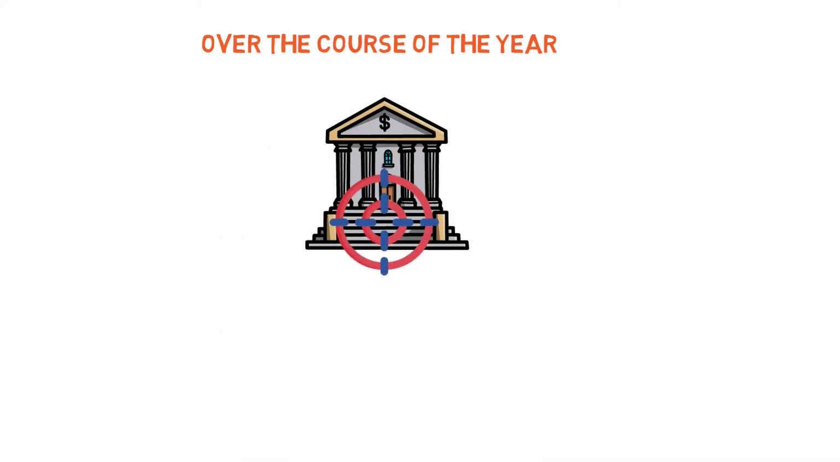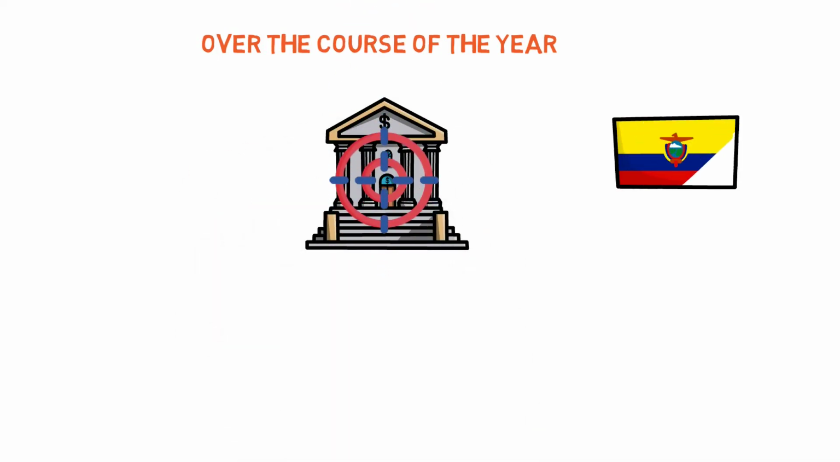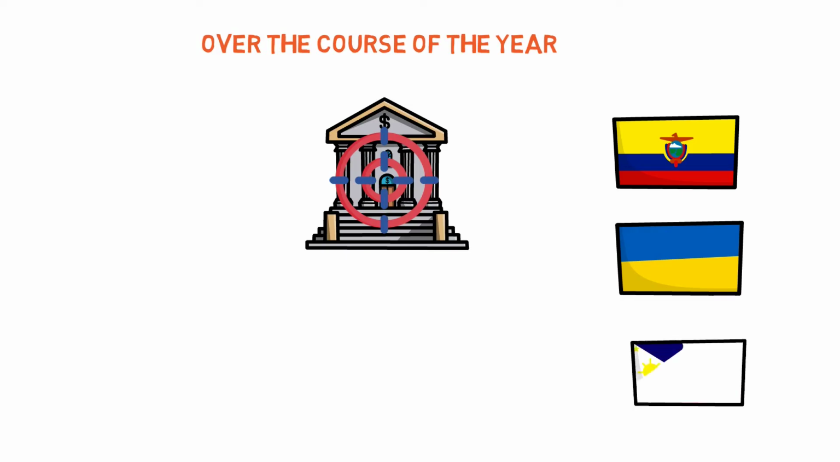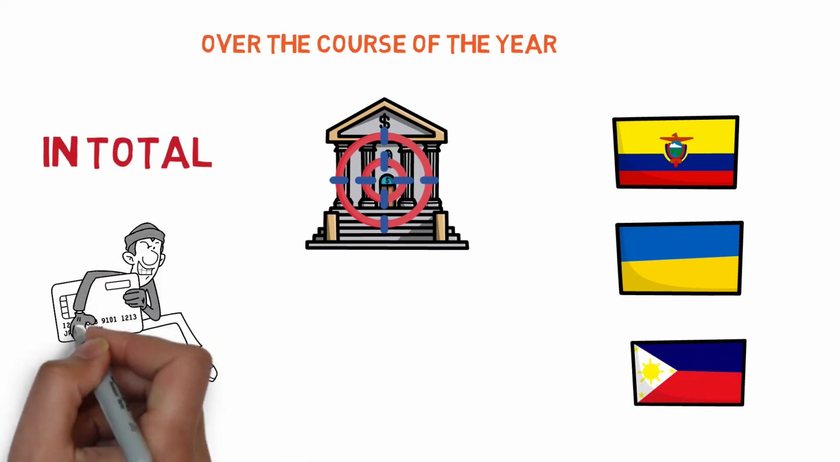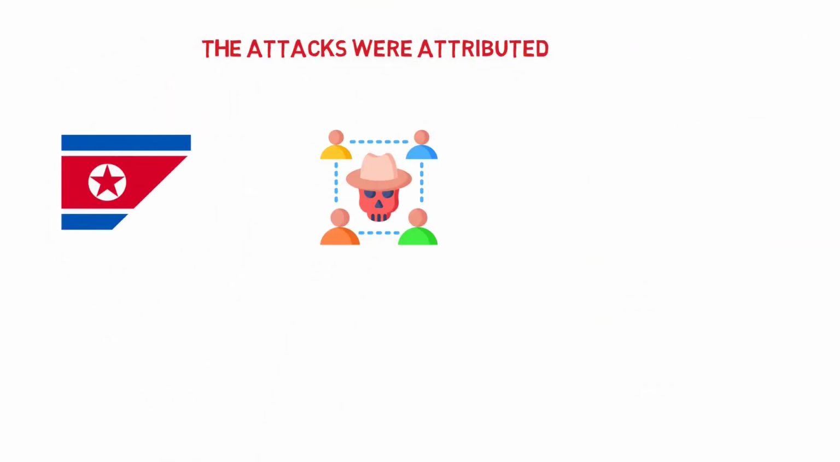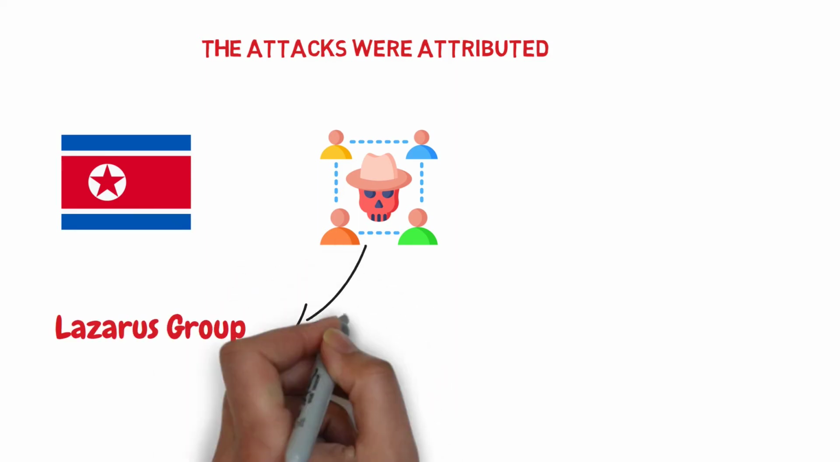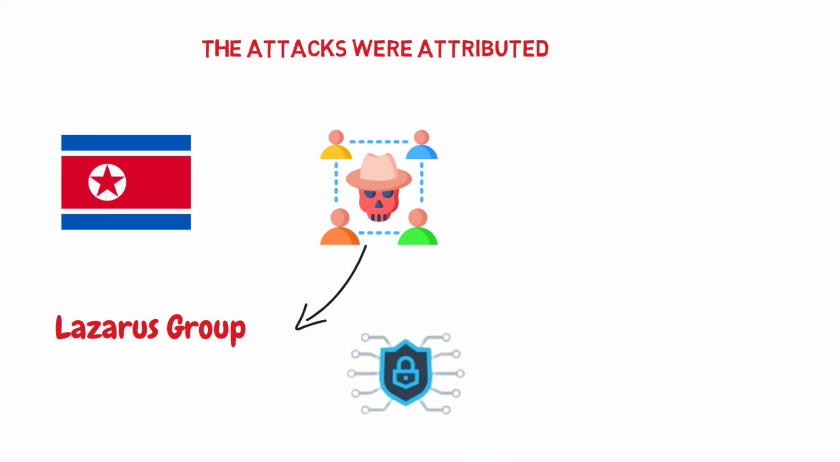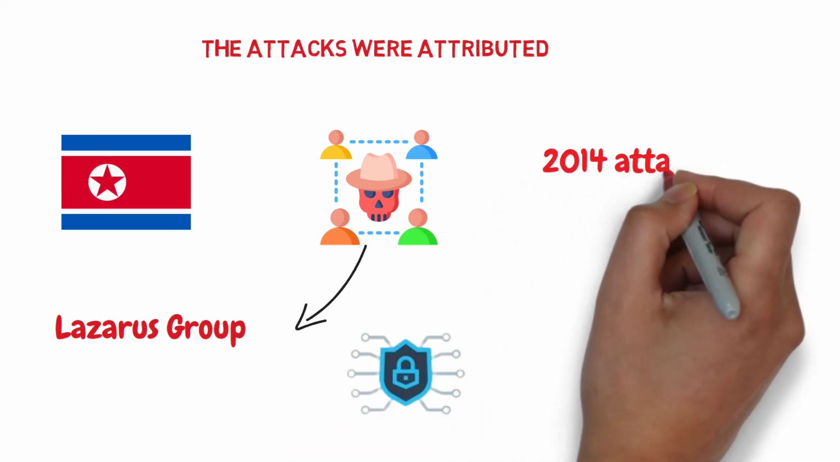Over the course of the year, several more banks were targeted in similar attacks, including banks in Ecuador, Ukraine, and the Philippines. In total, it is estimated that the attackers stole over $100 million. The attacks were attributed to a group of hackers believed to be based in North Korea. The group, known as the Lazarus Group, has been linked to several other high-profile cyber attacks, including the 2014 attack on Sony Pictures.